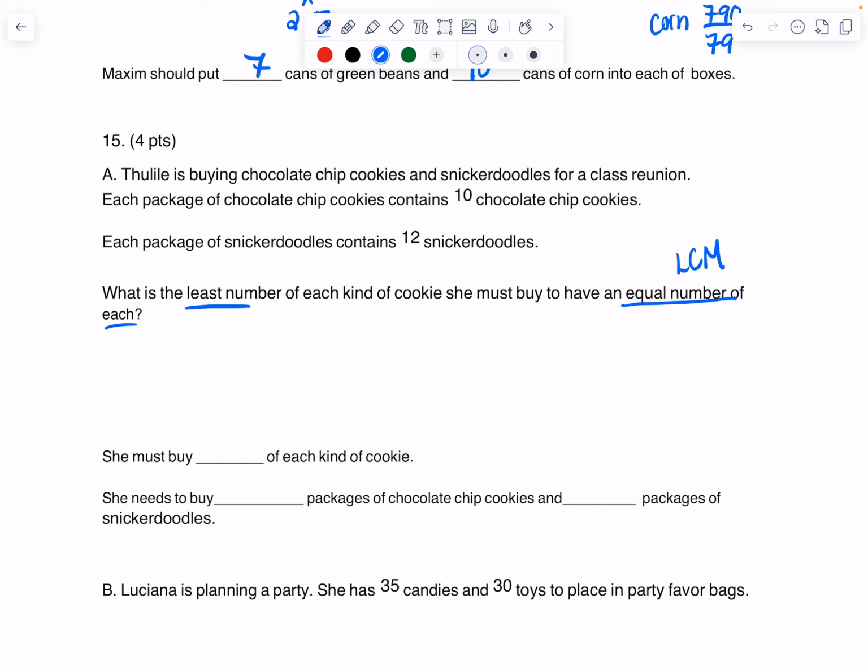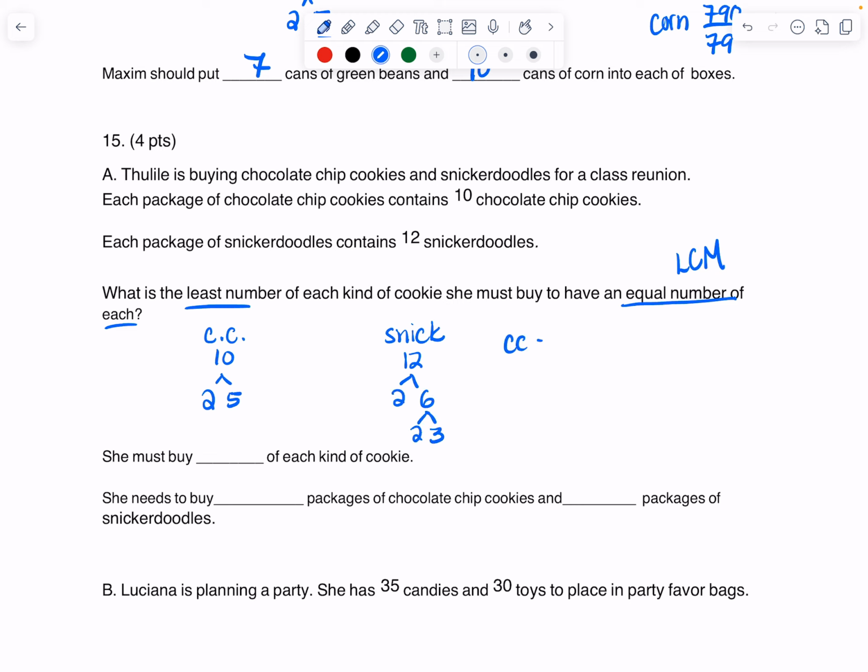Okay. So again, I'm going to prime factor both the chocolate chip cookies and the snickerdoodles. So chocolate chip comes in packs of 10. So 10 prime factors into 2 times 5. And snickerdoodles come in packs of 12. So 12 breaks down into 2 times 6. And 6 breaks into 2 times 3.